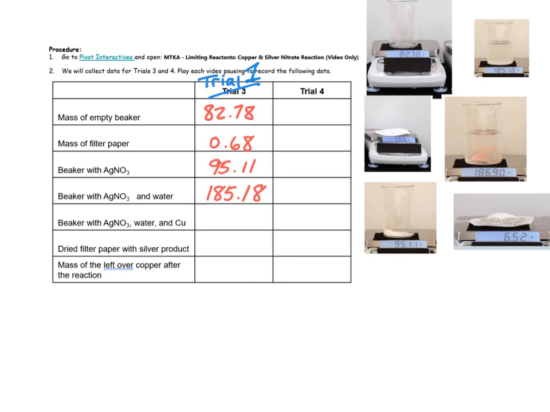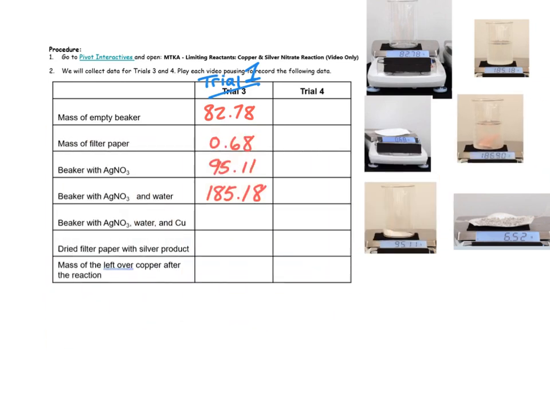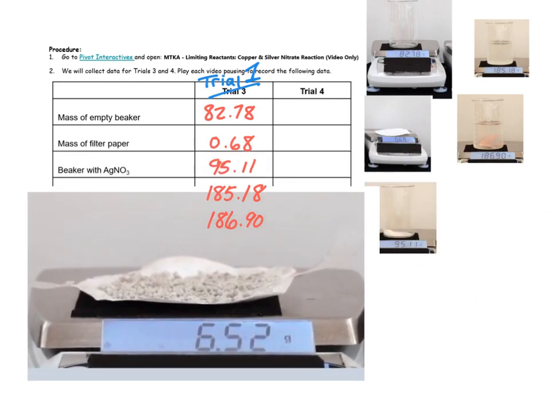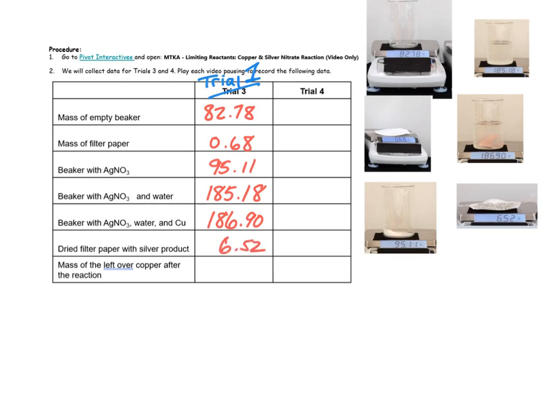The beaker with silver nitrate, water, and copper in it, that's just at the beginning of the reaction, 186.90. The dried filter paper with the silver product, that would be after it's been left to dry overnight, 6.52. And the last line is the mass of the leftover copper after the reaction. Well, in trial number 1, there was no copper left. We'll put 0.